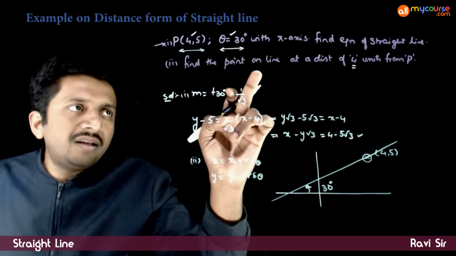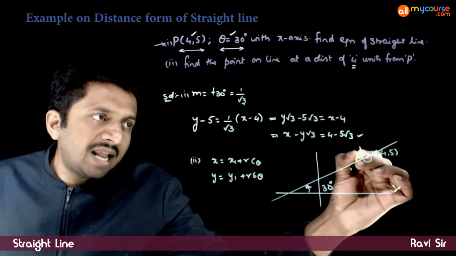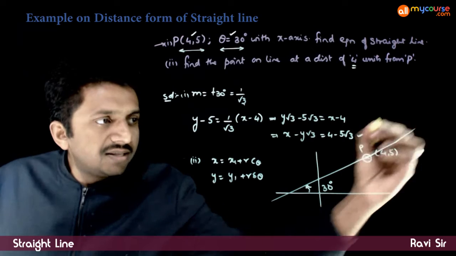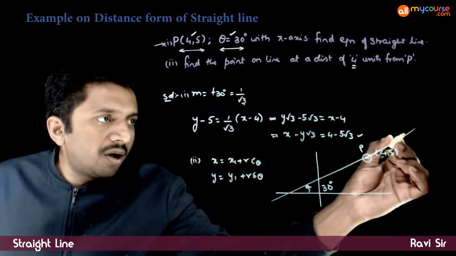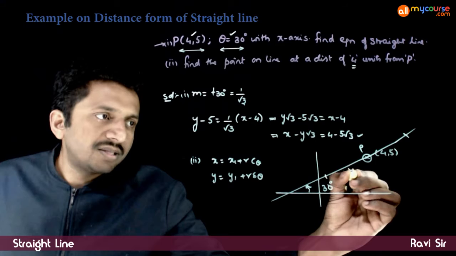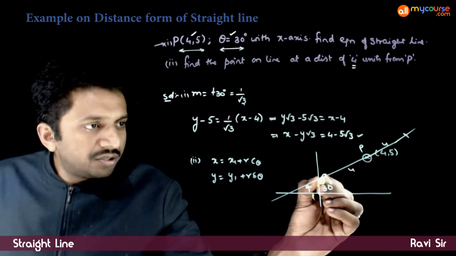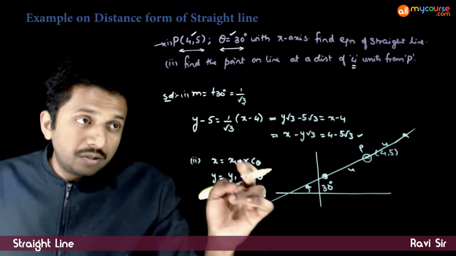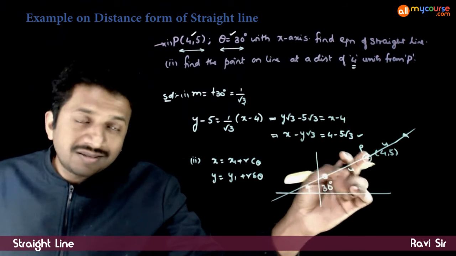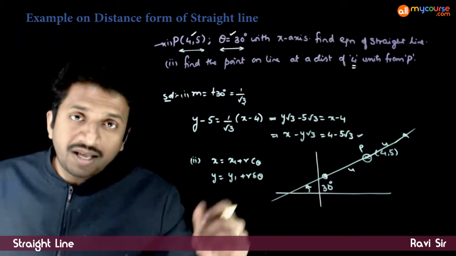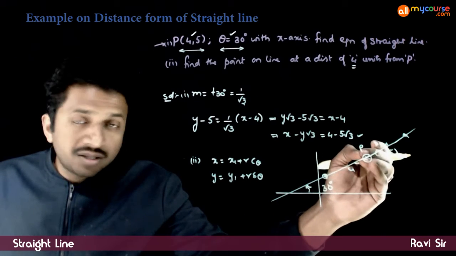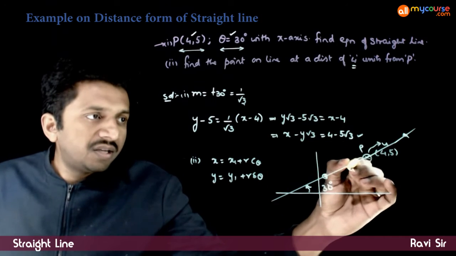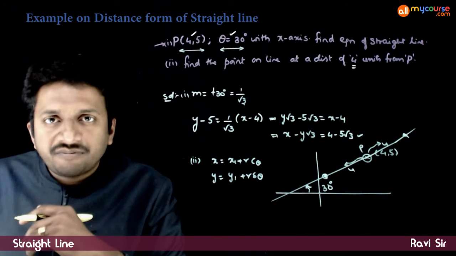Now you're asked to find a point on this line which is at a distance of 4 units from P. So as you can see, there are 2 points on this line. One on this side, the other on this side, right? Such that these two lengths are 4. So you're asked to find this point as well as this point. So one point is 4 units from the point P in the forward direction. One point is 4 units from P in the backward direction. So in one direction r will be positive, the other direction r will be negative.